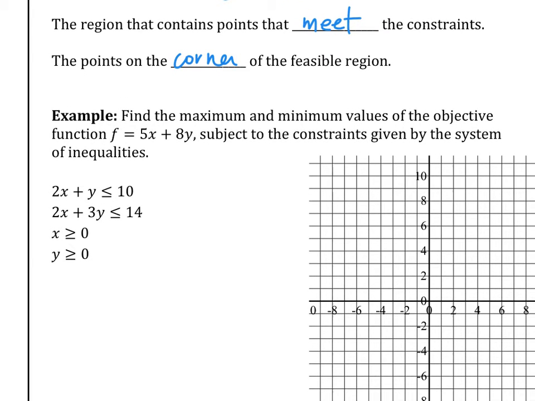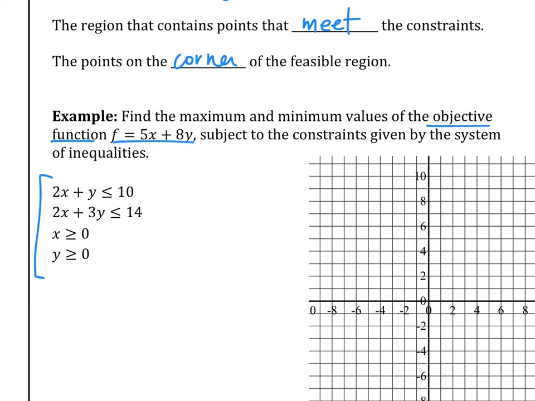Okay, so let's look at this problem. Find the maximum and minimum values of the objective function. And the objective function they tell you is 5x plus 8y, subject to the constraints given by the system of inequalities. So these ones. Okay, so you need to graph those, and they are going to shade into a particular region. From that region, you need to find the vertices, which are the corner points. Okay, so go ahead and graph them. And once you have the list of vertices, let me check them.